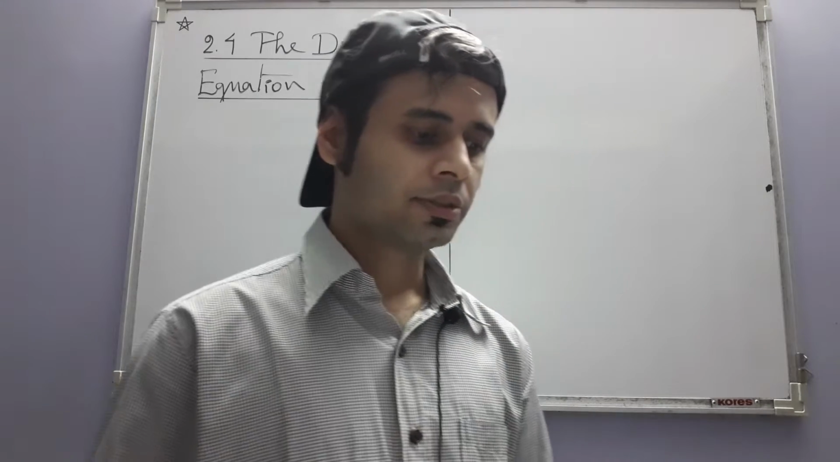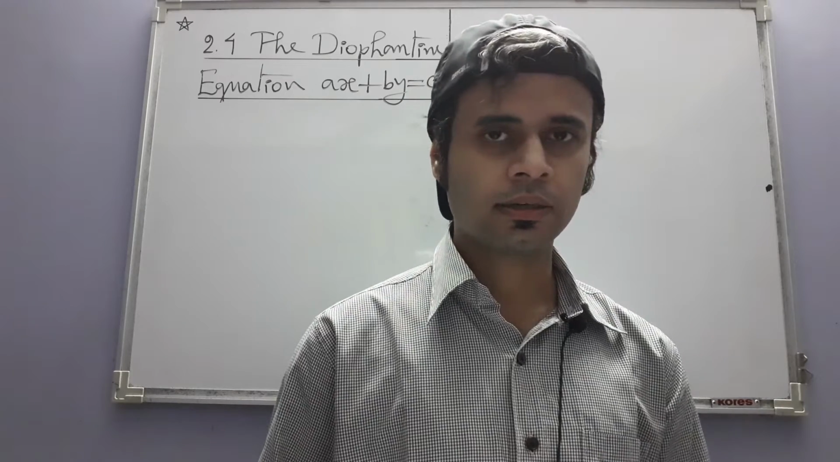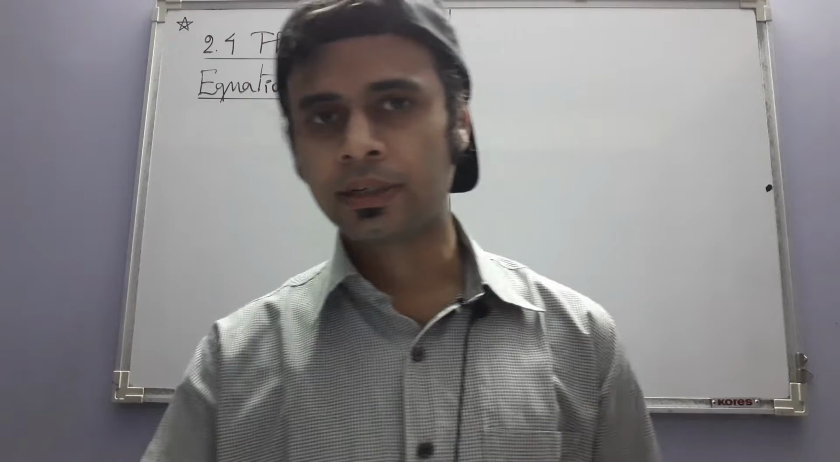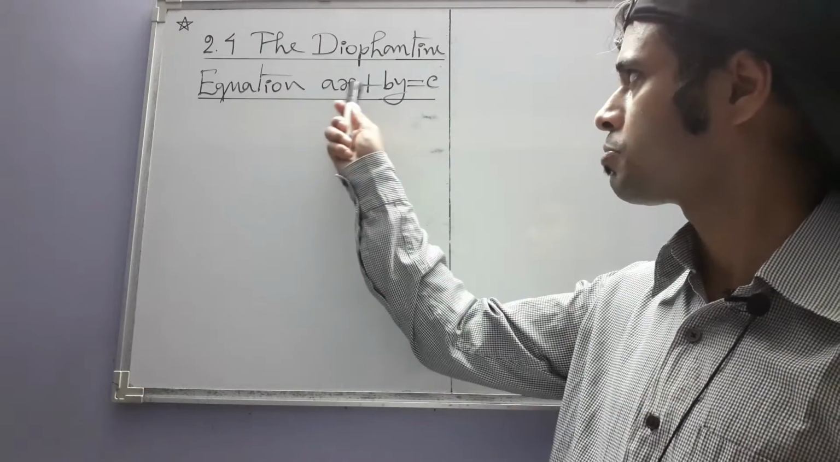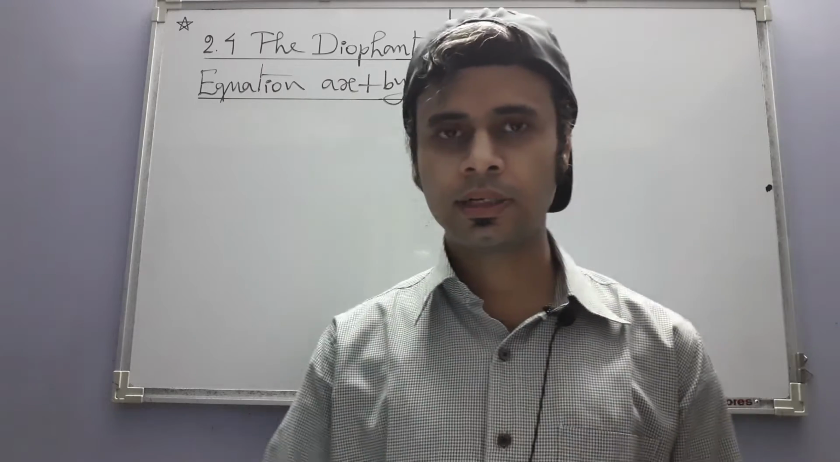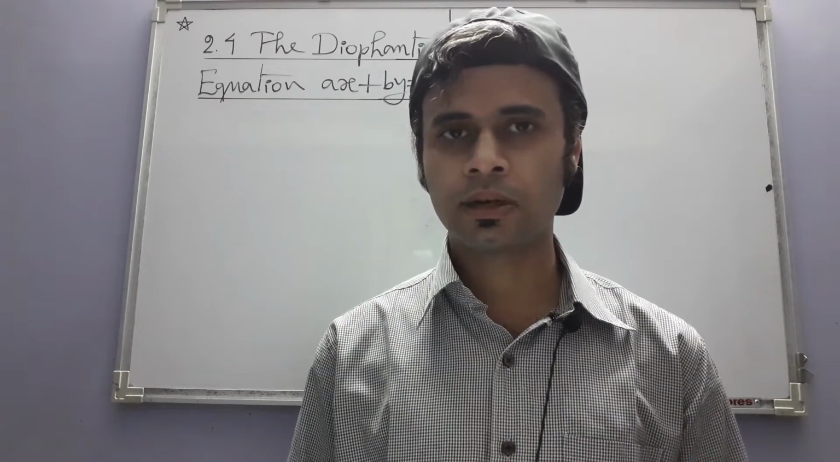We are now going to start the fourth section of this chapter, and this is the last section. It's named the Diophantine equation, ax plus by equal to c, where a, b and c are integers. So we are now going to see what this equation is all about.